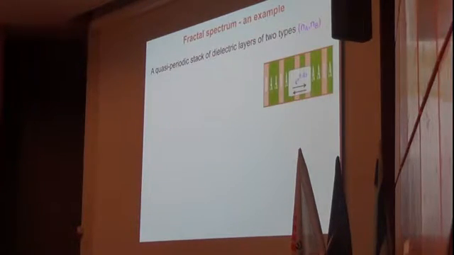This is a real fractal, but an example of a fractal spectrum is given by a quasi-periodic stack of dielectric layers of 2 types, A and B, with different indices. If you build a cavity like this, using this Fibonacci sequence, where you concatenate the 2 previous sequences, then this cavity has a spectrum that you can study numerically.